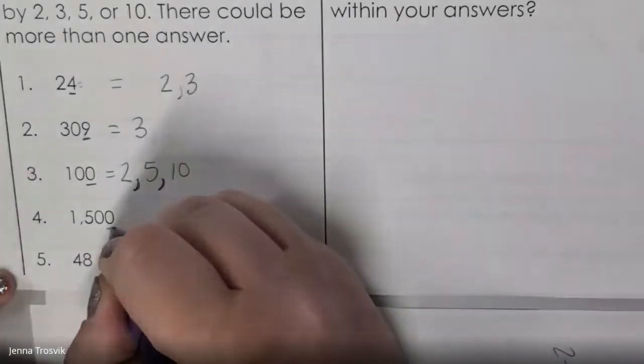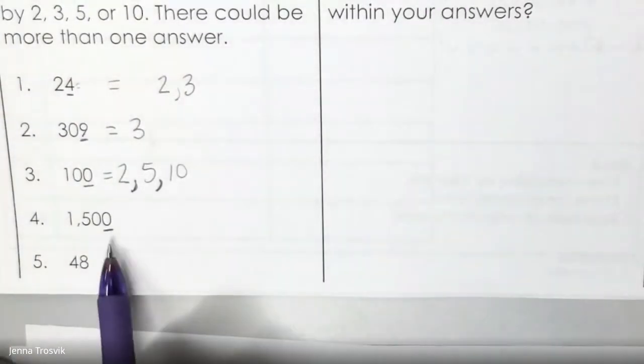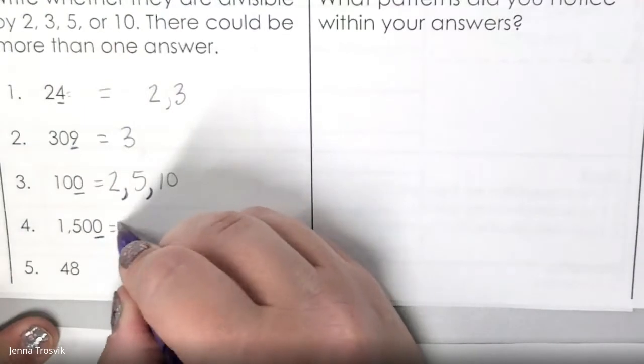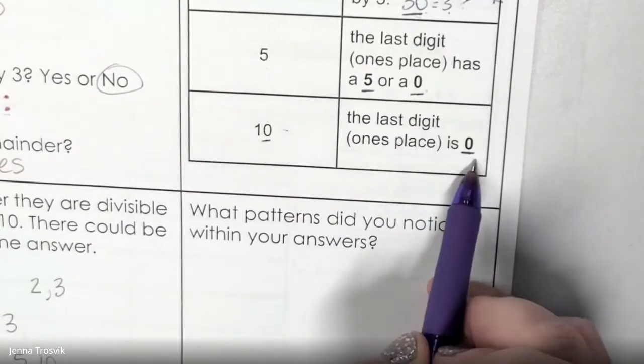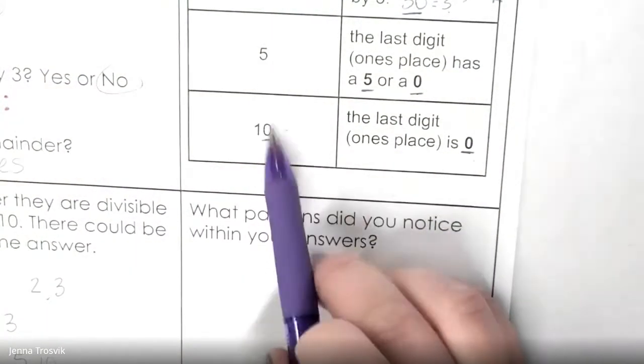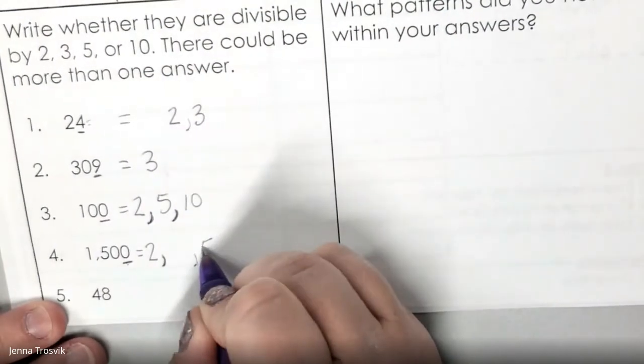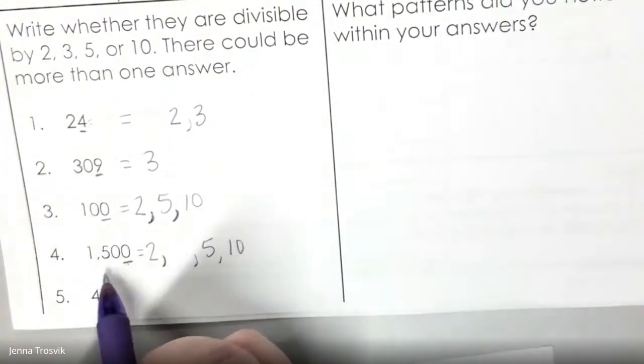We're going to look at the ones place. There's a 0 in the ones place, so therefore that is divisible by 2. It is even. Since we have a 0 in the ones place, we also can use the cheat. There's a 0, so therefore it's also divisible by 5 and 10. And the last one we need to check is 3.